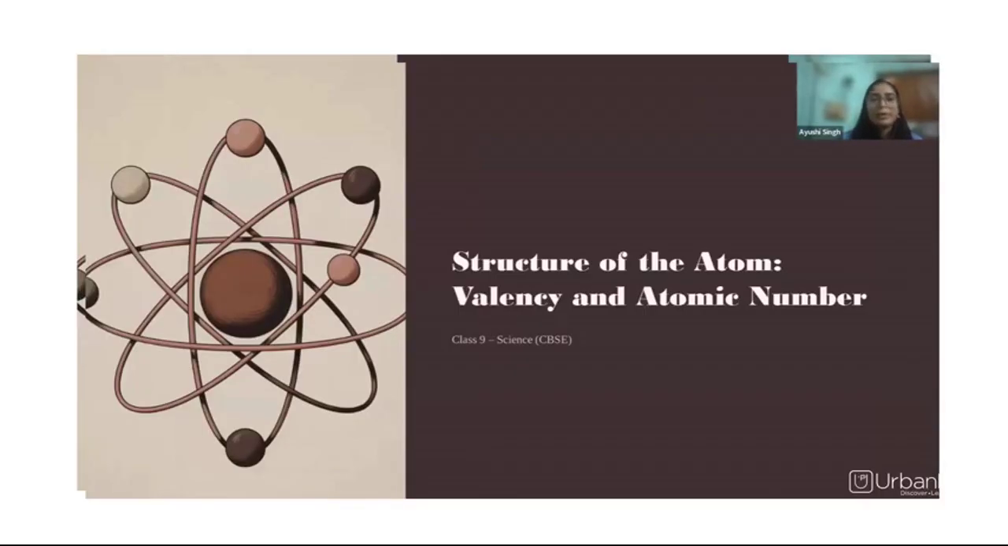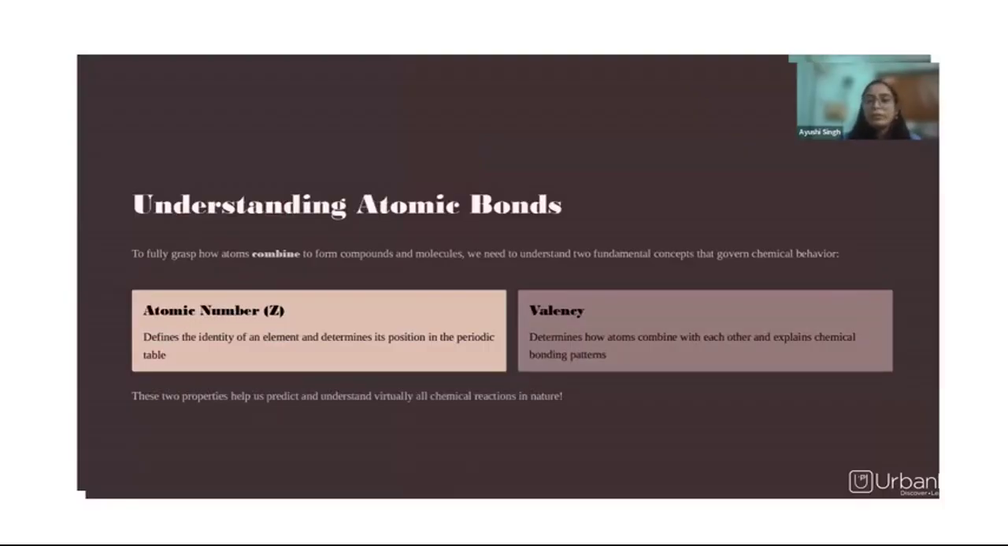First of all, a few things we need to know are about atomic number. Atomic number defines the identity of an element. For example, you have roll numbers in your classroom. Even if the teacher does not know your name, they can call roll number 14 randomly and ask that student. So everybody will know who you are. Atomic number is something like that only.